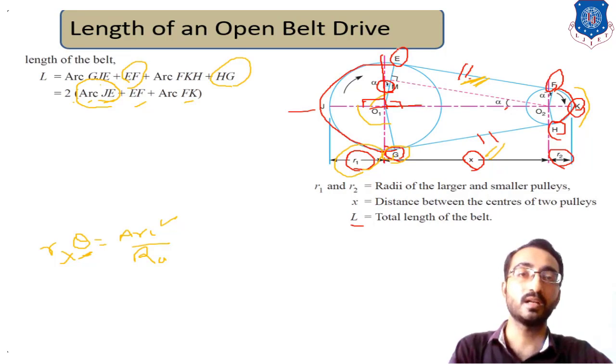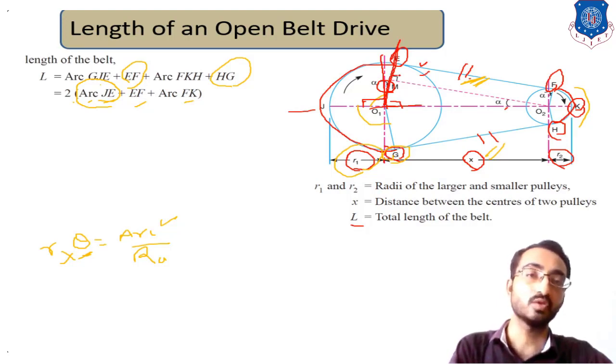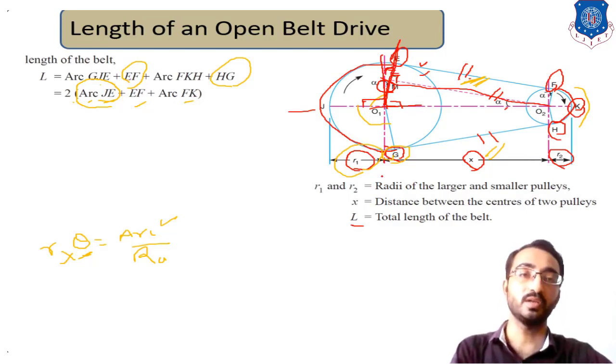Similarly, consider this line which is connecting your belt and your driving pulley. If you sketch a perpendicular from that point, it will meet the line joining O1 and O2 over here. This line O1O2 will make the same angle with this vertical line. In this way, alpha can be considered over here. So you have to calculate the angle alpha first.